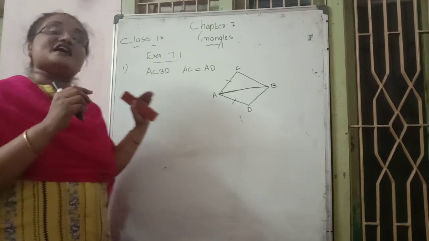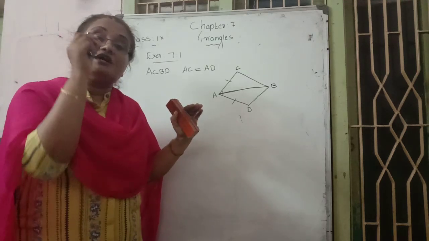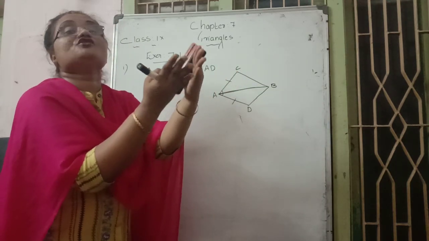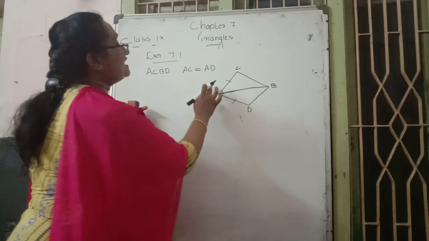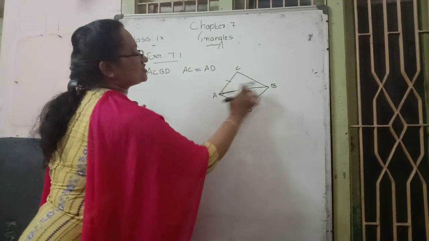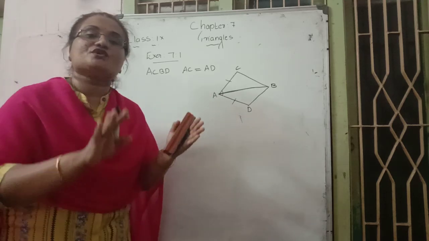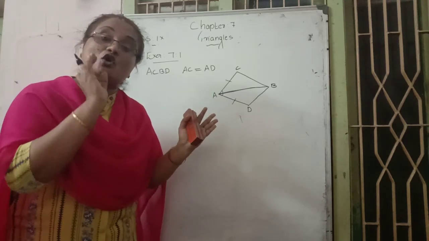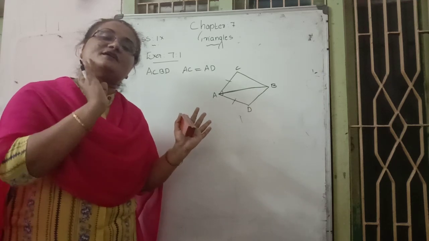What they asked us to prove is that the AB line cuts our quadrilateral ACBD into two triangles, triangle ABC and triangle ABD. We want to prove that those two triangles are congruent.